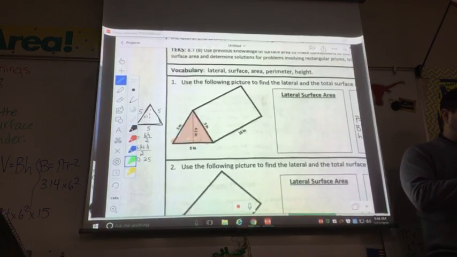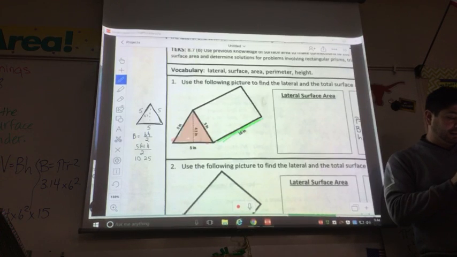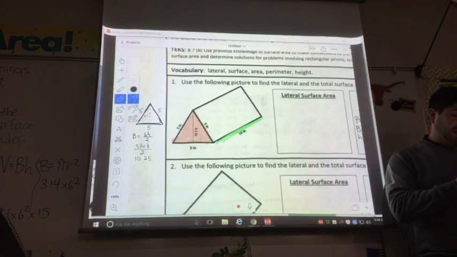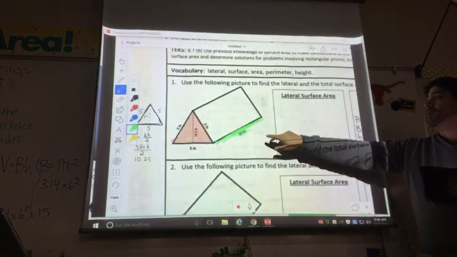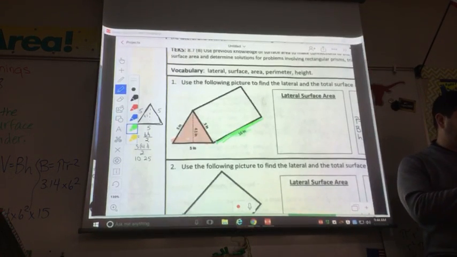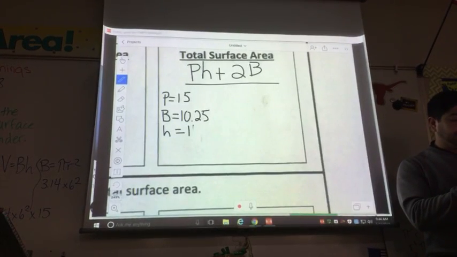So in a little bit, if you have homework and stuff, we'll label that part of our triangular prism, the height 16. So now let's go back over here, and we're going to fill in 16 there.